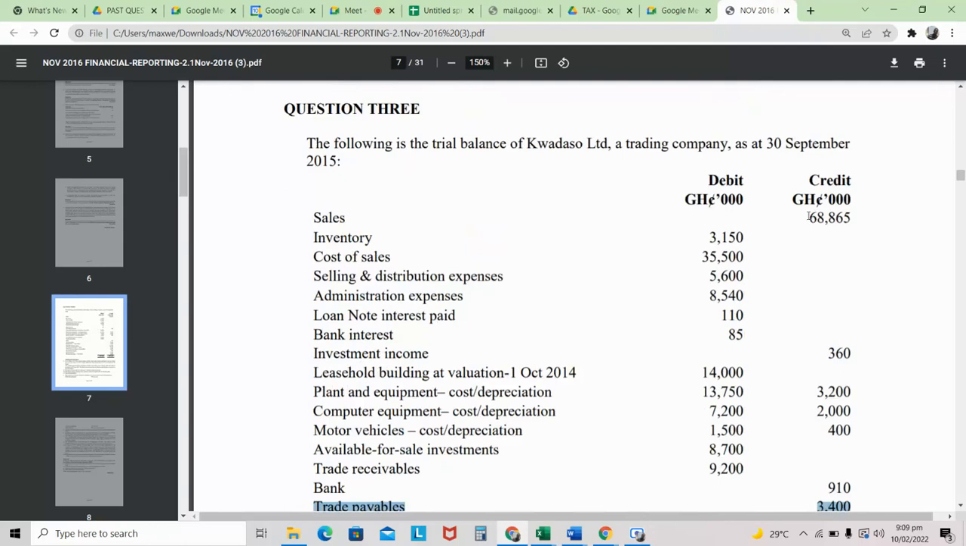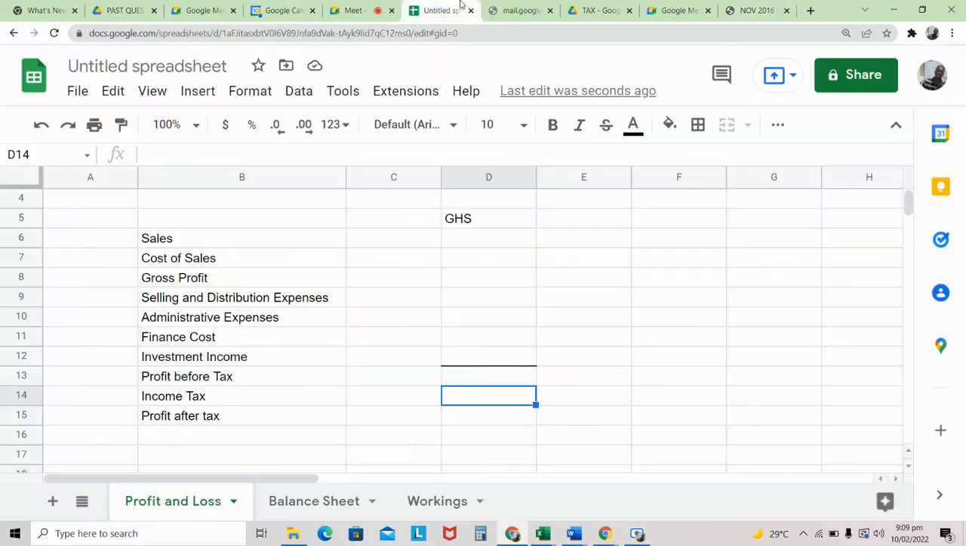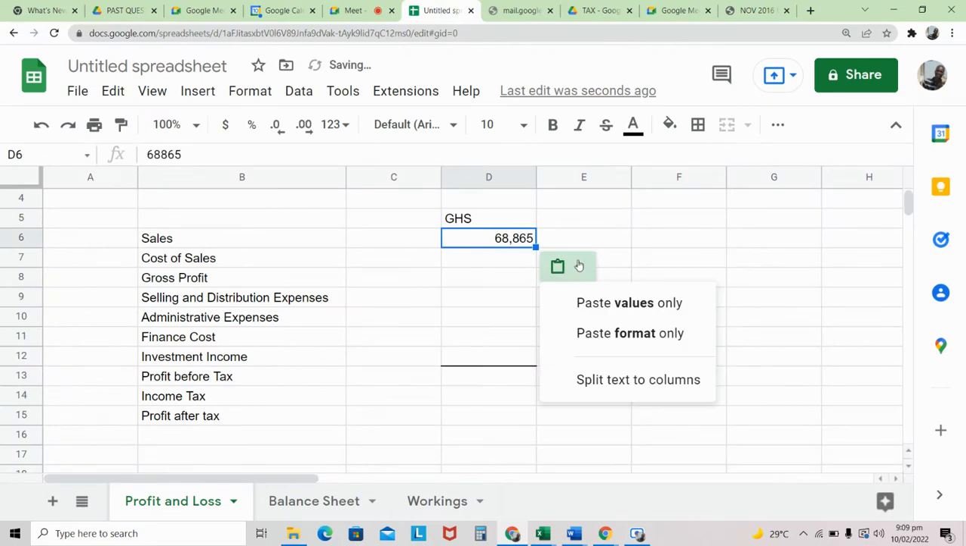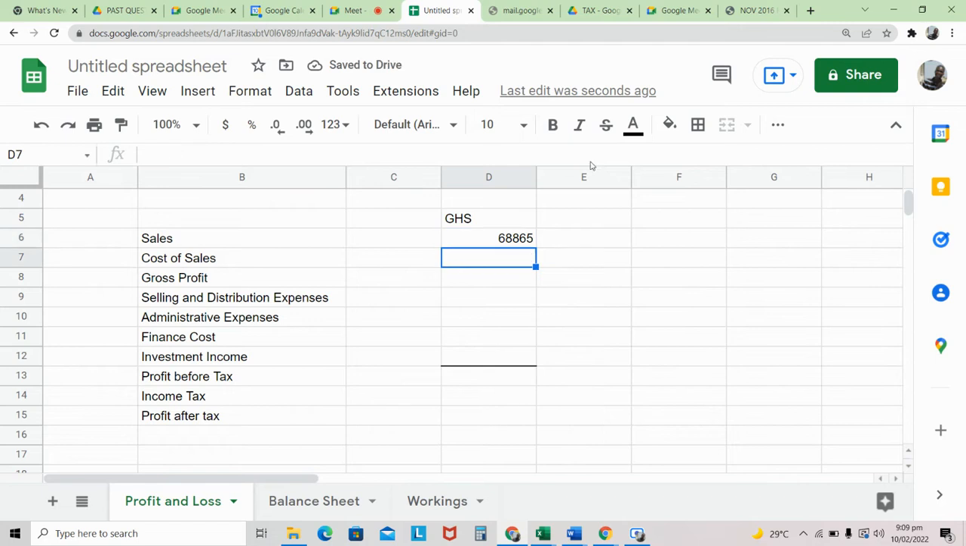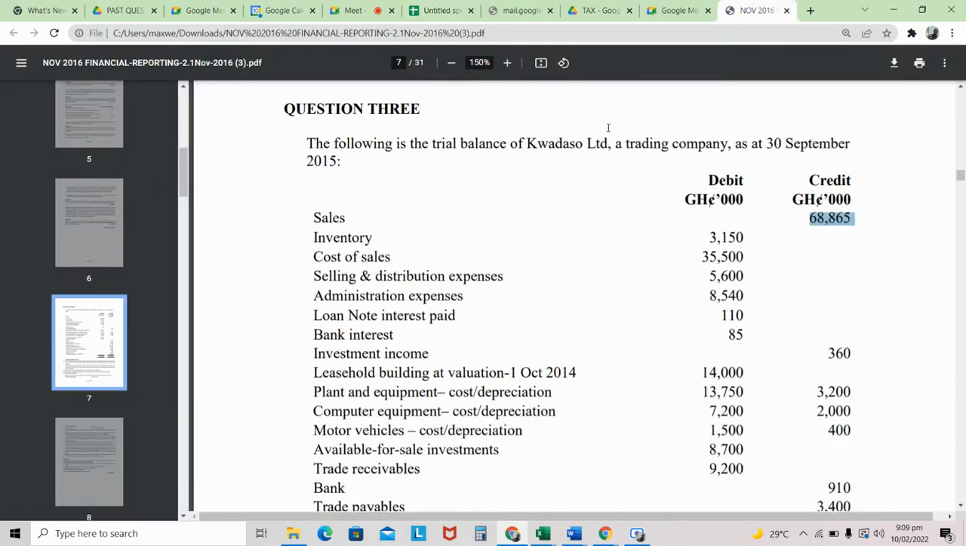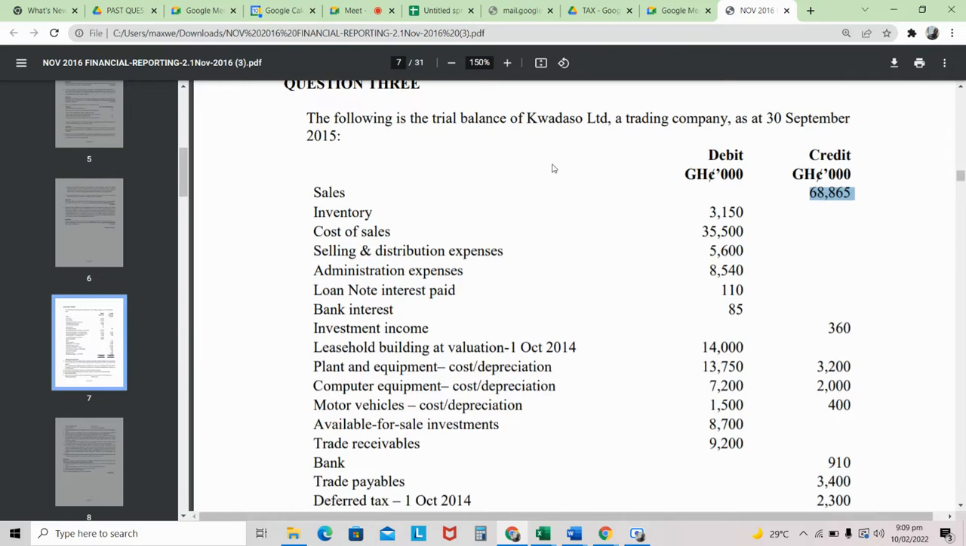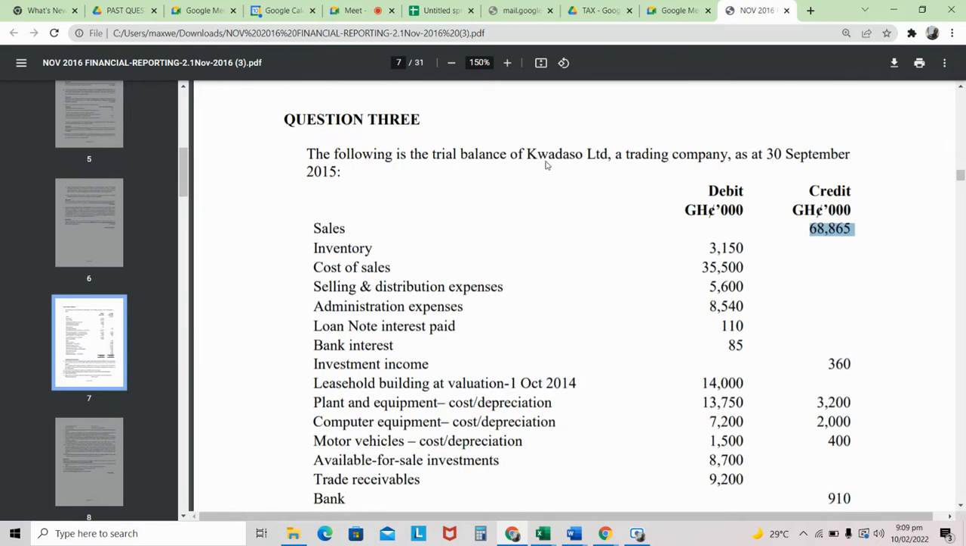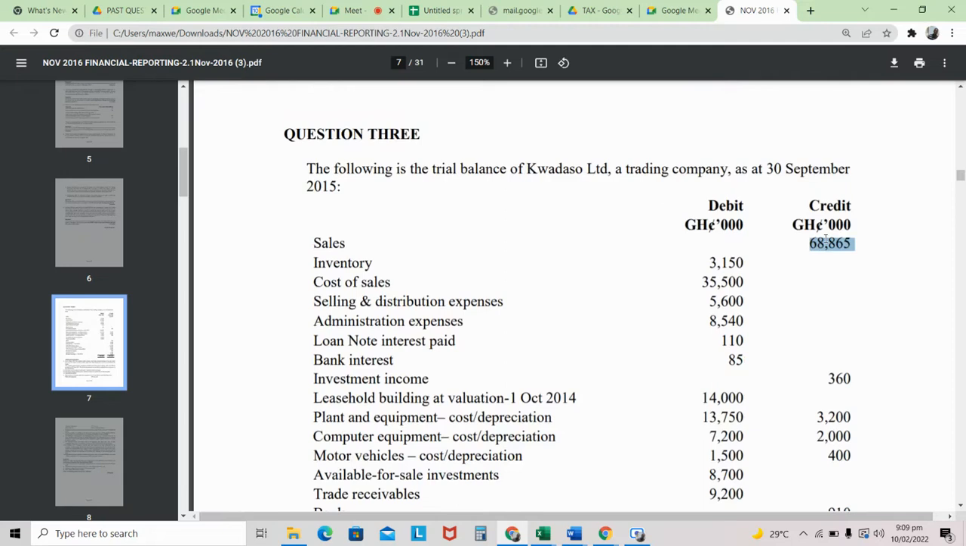So sales. There's no adjustment to sales. In examination, the items that do not require any adjustment, you just write them straight down. For instance, our sales figure, there's no adjustment for us to make, so you just put it down.